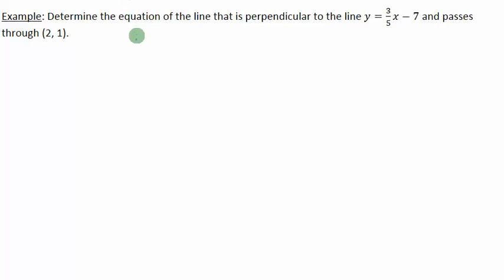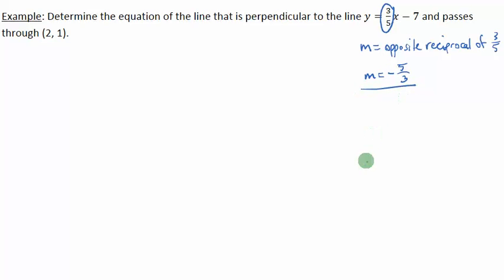Now in this example we're getting a little more difficult. We need the equation of the line that's perpendicular to this line and passes through this point. Let's start with this line. The slope of this line is 3/5. We're perpendicular to this line, so the slope we want is the opposite reciprocal of 3/5. In other words, we need to flip 3/5 over to get 5/3. And instead of being positive, we need negative. So there's our slope now.